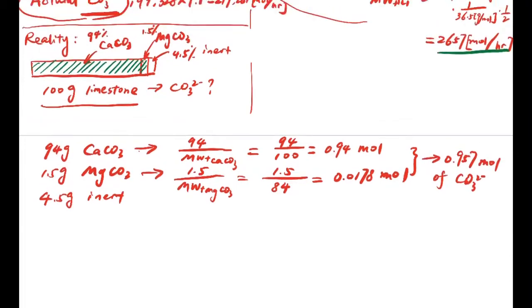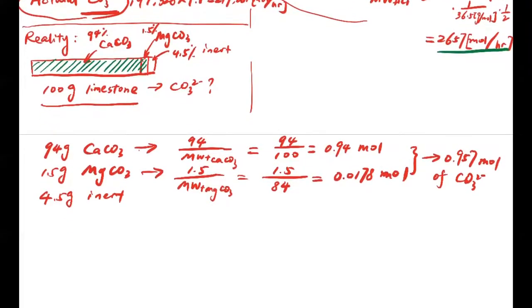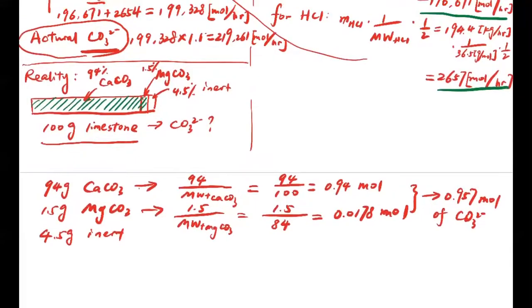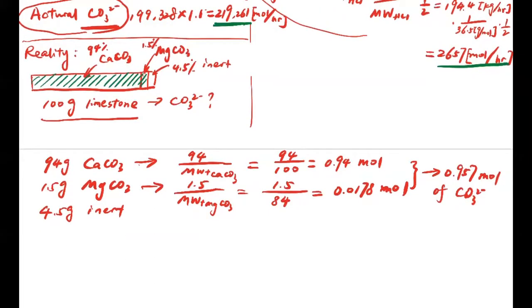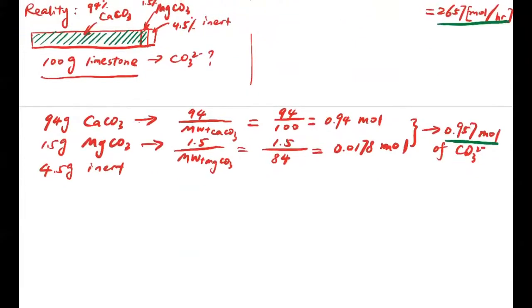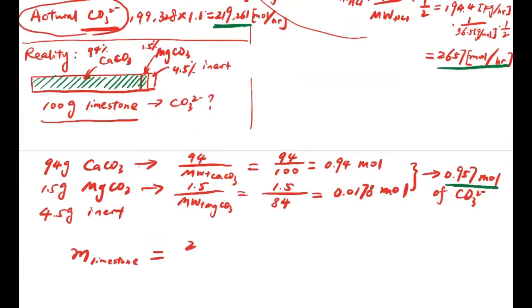Okay, so let's see the problem here. We know that to neutralize the acidic gases, we need this amount of the carbonate ions. And we know that for 100 grams of the limestone, we have this amount of carbonate ions. And then we can use this relationship to relate to the total required amount of the limestone, right? So that can be calculated by limestone equal to 219,261.